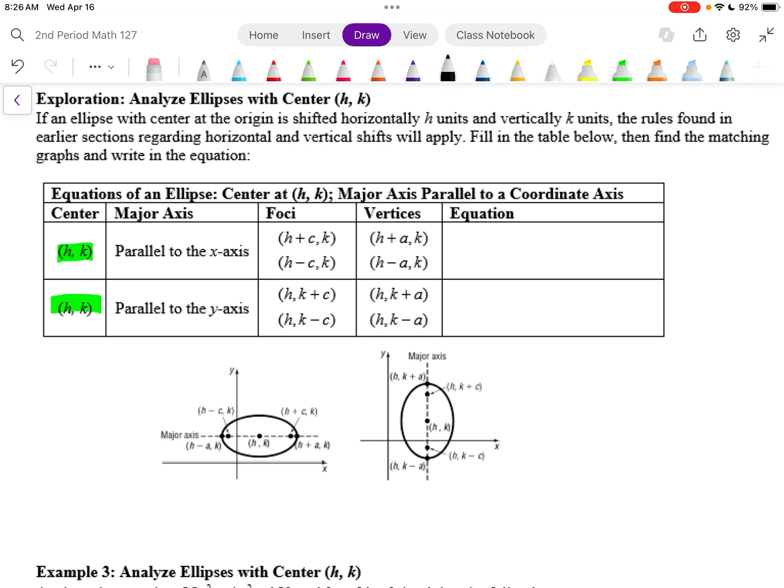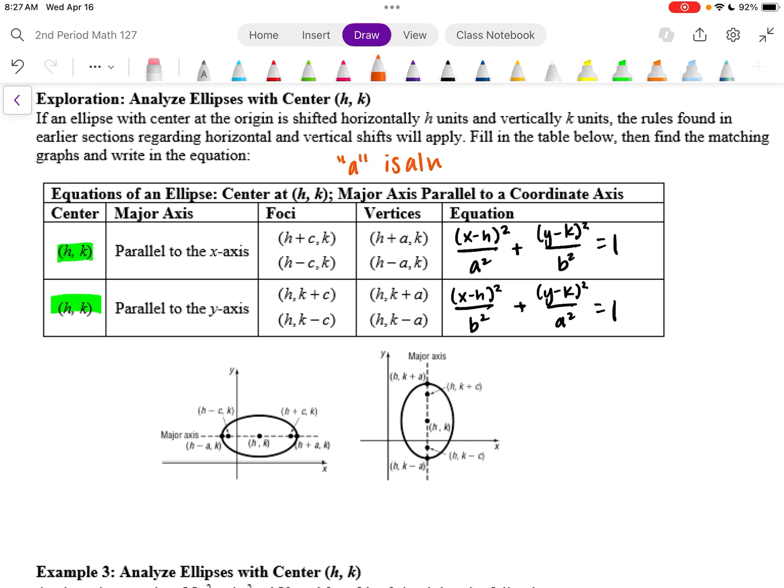So these equations are x minus h squared over a squared plus y minus k squared over b squared equals 1. This one is still x minus h squared, but now it's over b squared plus y minus k squared over a squared equals 1. So again, remember, a is always the larger value. So wherever a is at, that tells you what your major axis is.